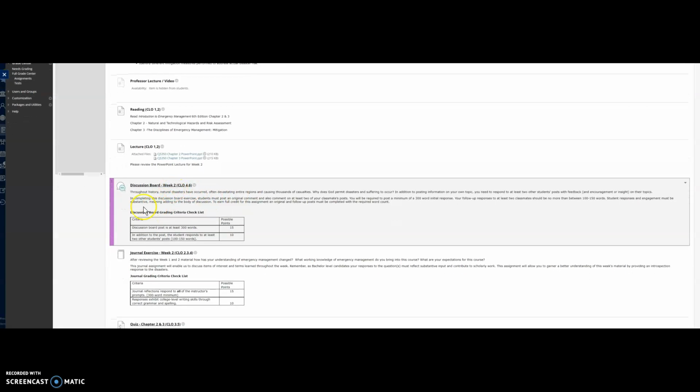Moving on, we have our discussion board. Throughout history, natural disasters have occurred, often devastating entire regions and causing thousands of casualties. Why does God permit disasters and suffering to occur? So we just want you to put your thoughts out there and see why you think these atrocities seem to impact us for longer lengths of time than they seem to in the past.